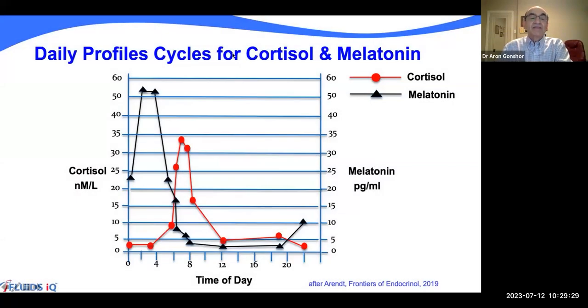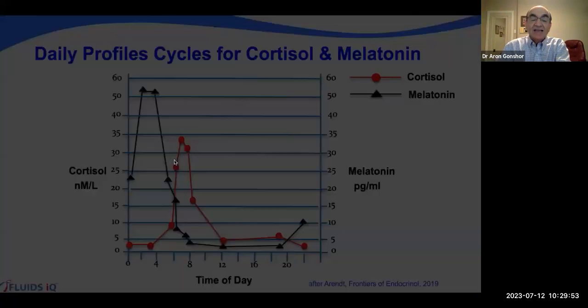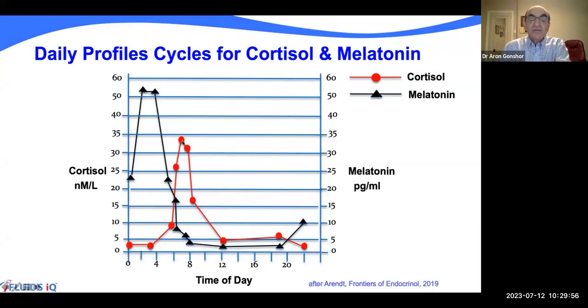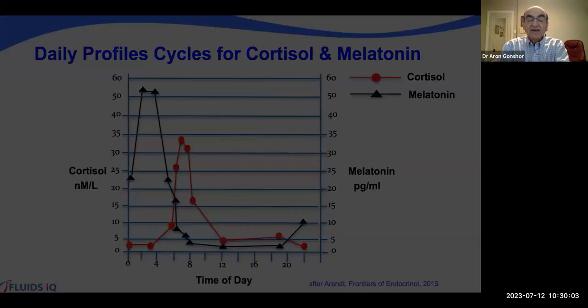And remember that the daily profiles for cycling, for cortisol and melatonin will have a diurnal rhythm. Melatonin, which is in black, has its highest level right in the middle of the night, and then comes down to where it's almost at very low levels by the morning, and then stays pretty low until it starts to rise in the evening. Cortisol has its highest level in the morning and then begins its diurnal trip through the day to its lowest level in the evening.